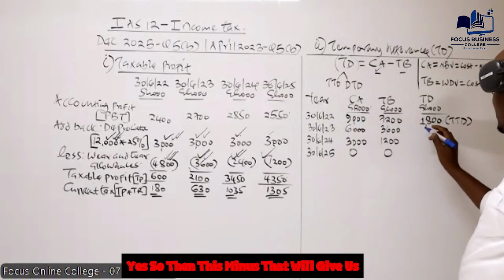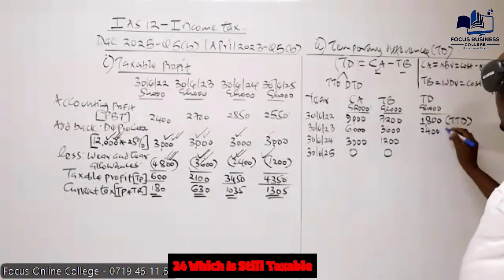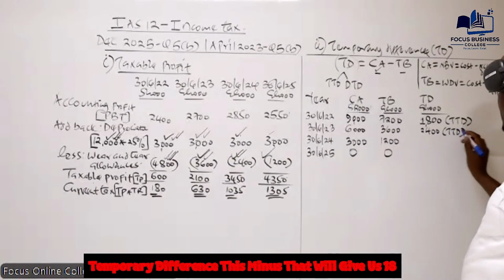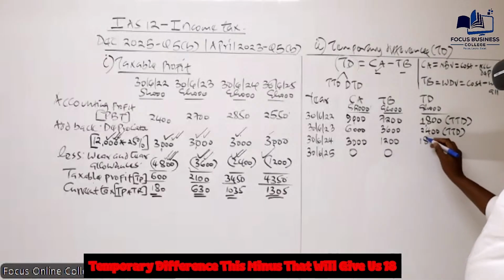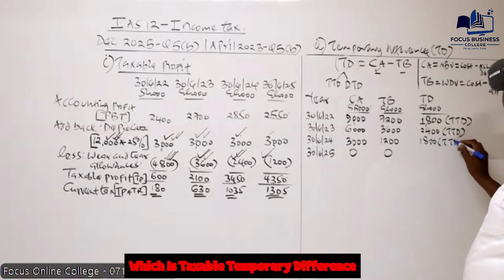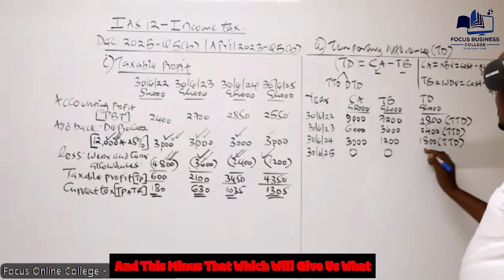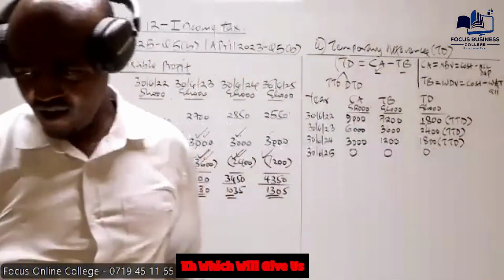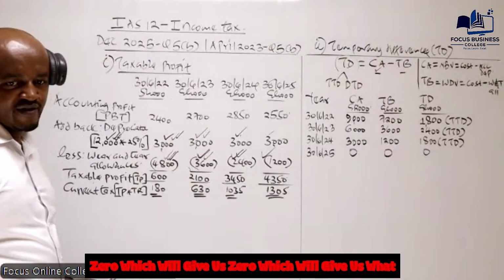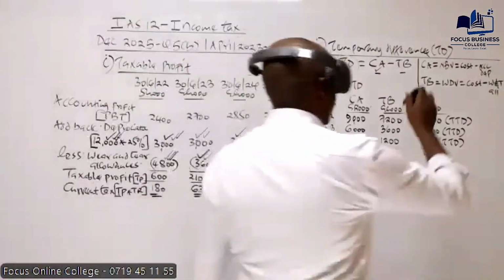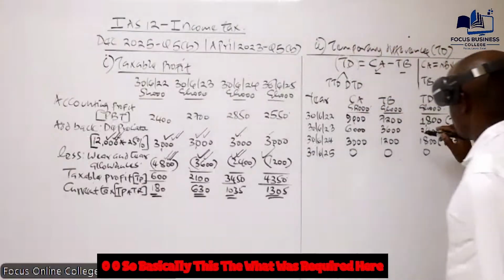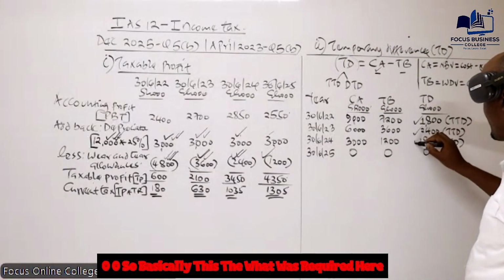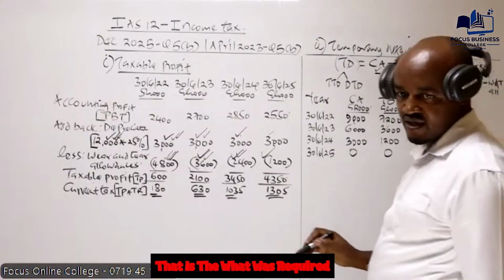So then this minus that will give us 24, which is still a taxable temporary difference. This minus that will give us 18, which is a taxable temporary difference. And this minus that will give us 0, 0. So basically, this is what was required here. That is what was required.